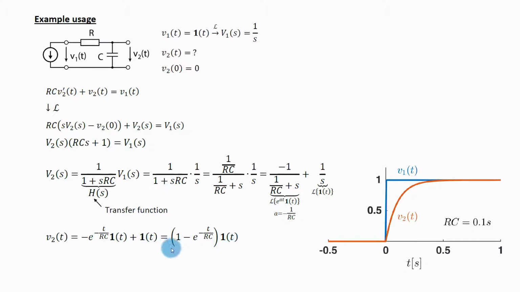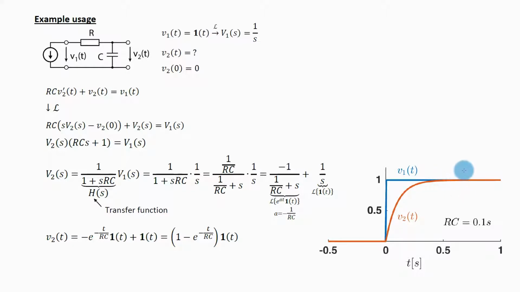So this is my output voltage when my input voltage is the unit step and at time 0 this capacitor is not charged. Here I have it plotted. The blue line is the input voltage and the red line is the output voltage. You can see that when the input voltage jumps from 0 to 1 volt, this capacitor gradually charges through this resistor to that new level of the input voltage.